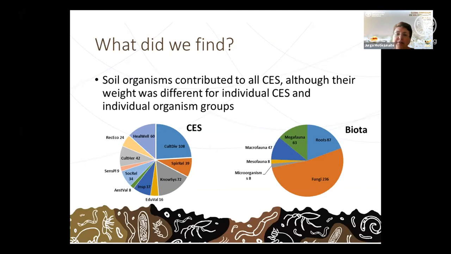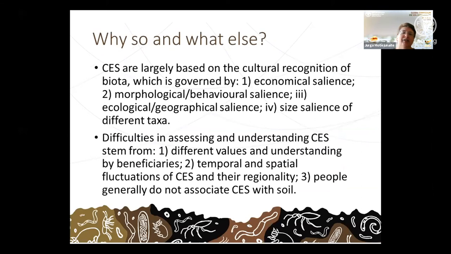Of the organism groups, the most important were found to be fungi, and the least important were found to be microorganisms and mesofauna. This might seem very strange, having in mind that microorganisms and mesofauna are indeed probably not the most visible, but very important in ecosystem functions and other ecosystem services. So why these cultural divisions?